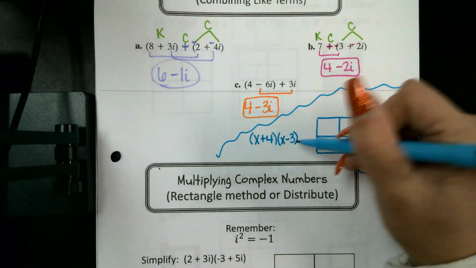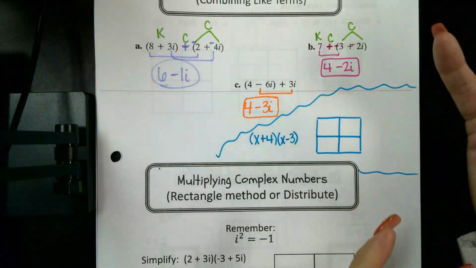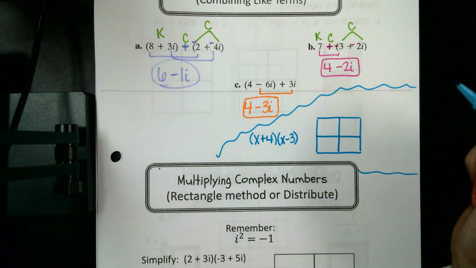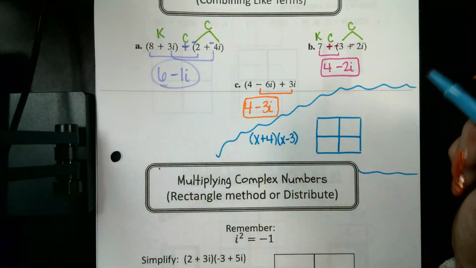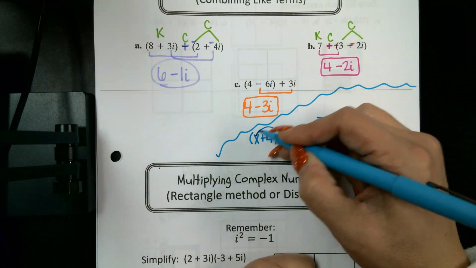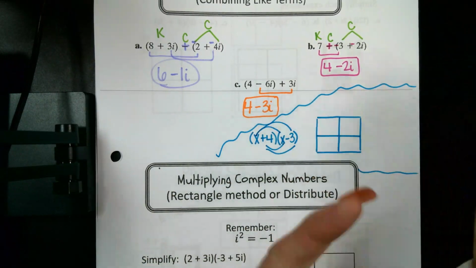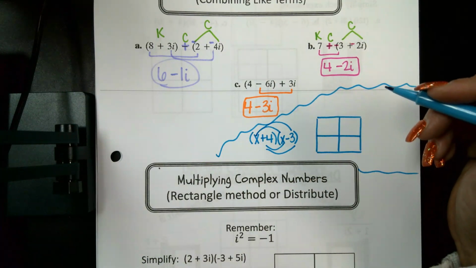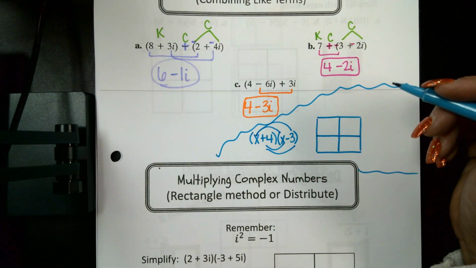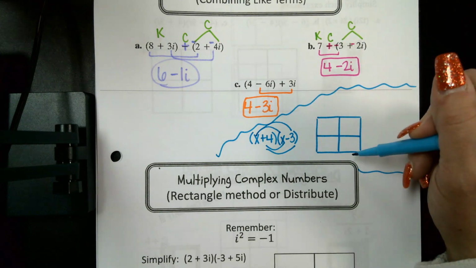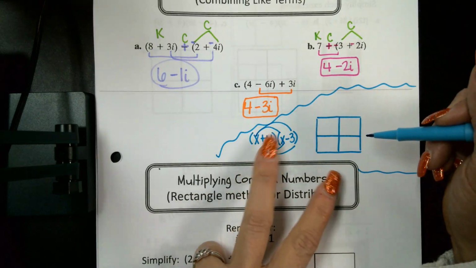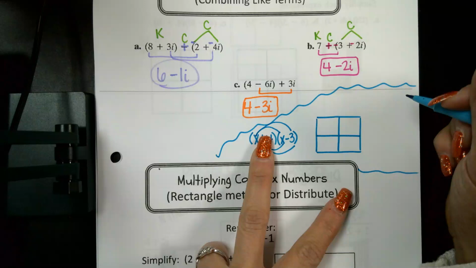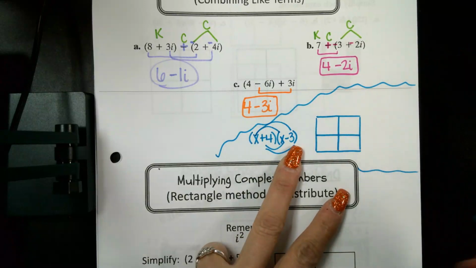So if you had like a 2 by 3 or a 2 by 4, you can't use that term anymore. I still have some students who know that they're just supposed to do distributive property, and that's all good and well. I, however, work much better when things are nice and organized. So I prefer to use the rectangle. So if I had x plus 4 times x minus 3, that's 2 by 2. I make a 2 by 2 square.